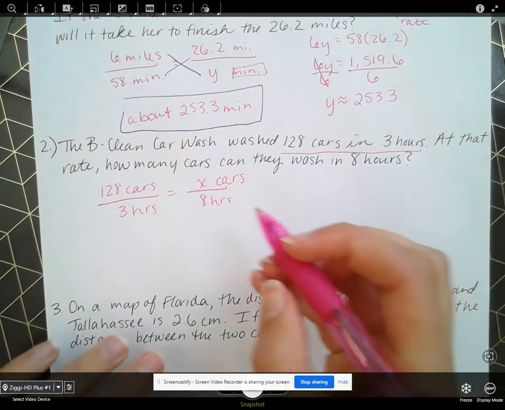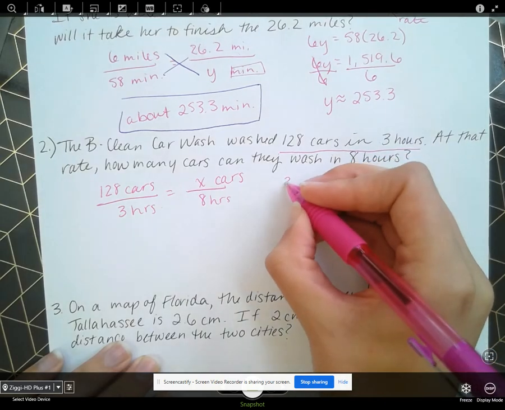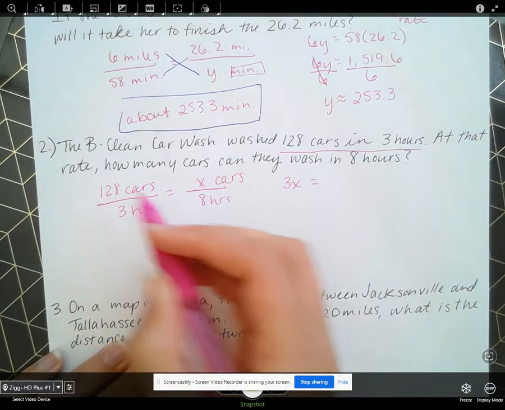Again, I'm going to cross multiply. 3 times x equals 128 times 8.